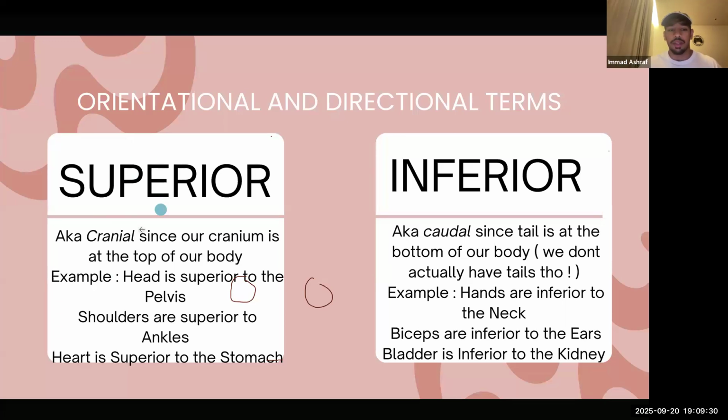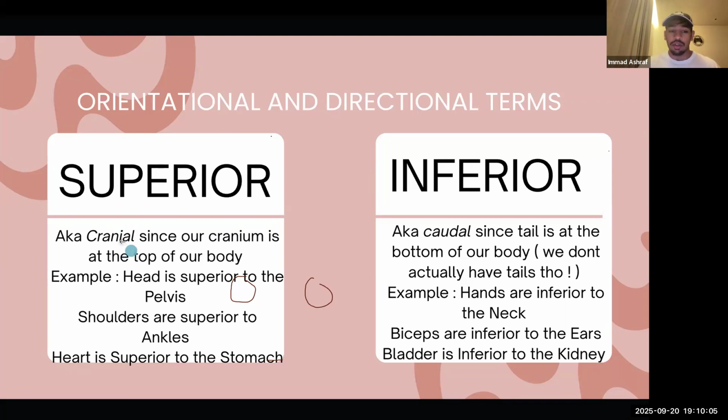So the first term is superior. Now, when you usually speak normal English with your friends, you would say something like above or on top of. So that's the same thing. That's pretty much what superior is. It's like something that's on top, towards the top of our body. So like my head is superior to the pelvis because the pelvis is in the middle, and then your head's all the way at the top. So your head is superior. Your shoulders are superior to your ankles. Your ankles are all the way at the bottom, and your shoulders are at the top. And your heart is superior to your stomach because it's above it.